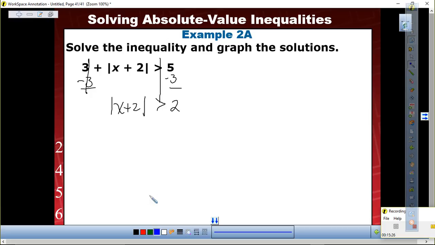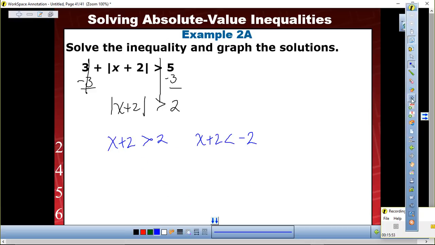Chris, what do I do from there? Tell me what you write. I'll just bring down the x. The x plus 2 is greater than 2. And then x plus 2 is less than negative 2. Hands, have you got that? Some of you wrote it over here and the other one over here, right? Okay. Pass someone.